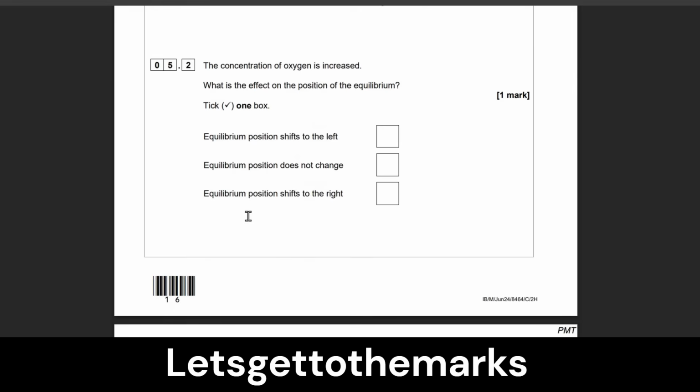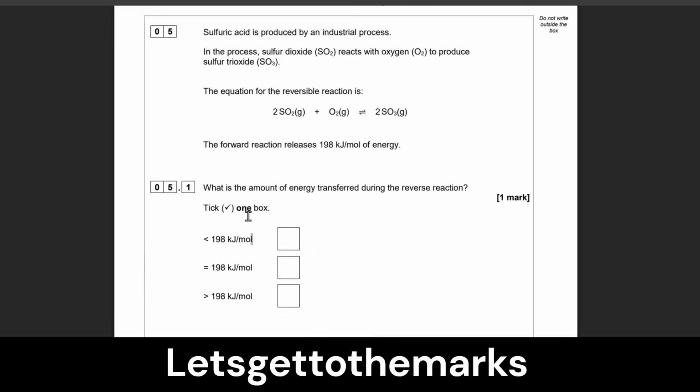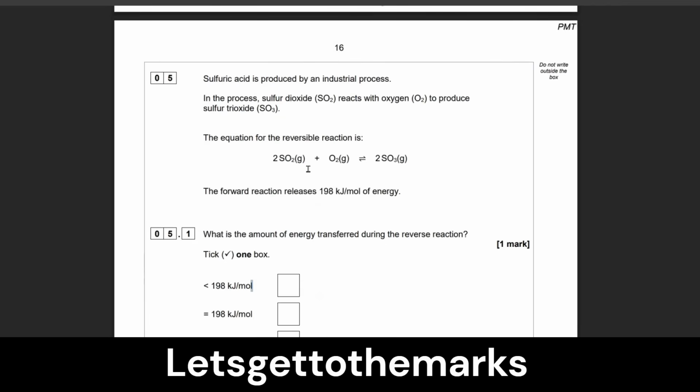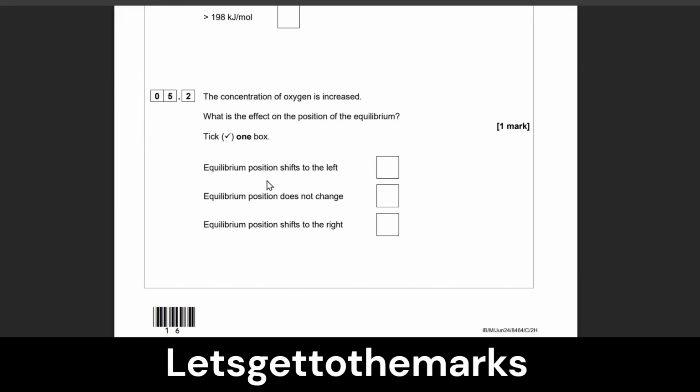5.2, the concentration of oxygen is increased. What is the effect on the position of equilibrium? Well, oxygen is on the reactant side. Le Chatelier said, whatever you do to the equation, it will do the opposite. So here's reactant, here's product. If we add more oxygen, the reaction will quickly move this way to get rid of the oxygen. So we will get more sulfur trioxide, a higher yield. Yield means more product. The position of equilibrium is going to shift to the right, which is where the product is, to try and get rid of the extra oxygen you've put in.